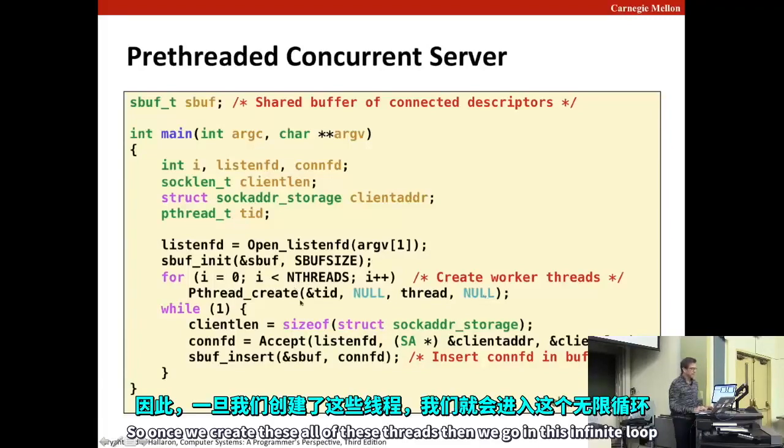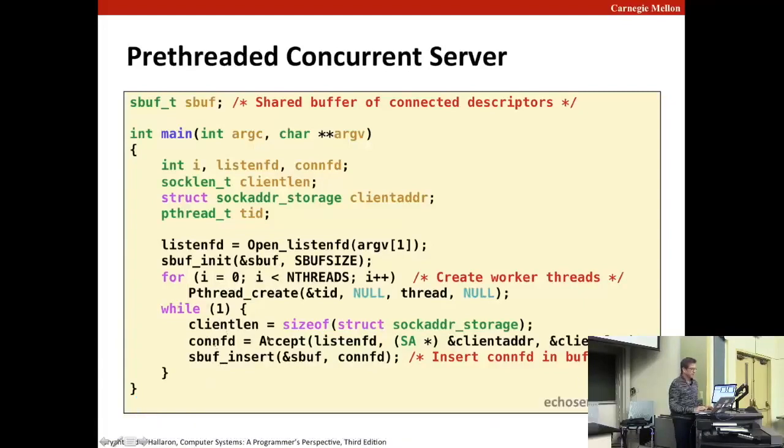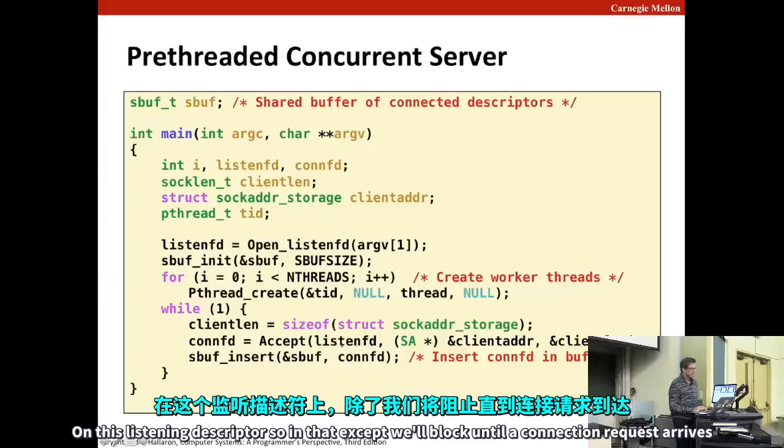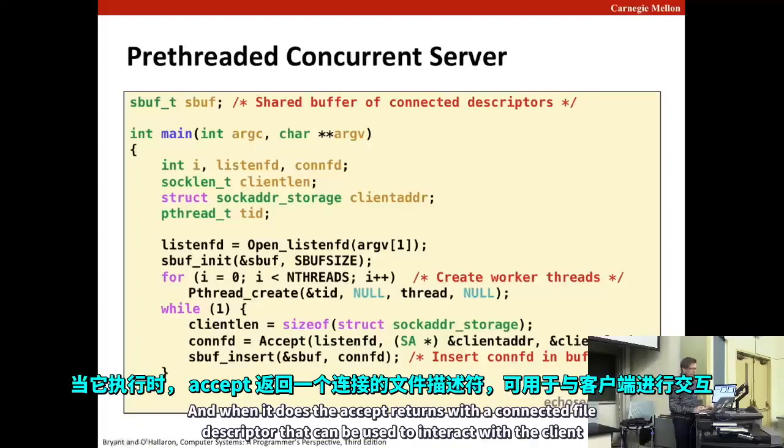Once we create all of these threads, we go into an infinite loop where we call accept on this listening descriptor. Accept will block until a connection request arrives, and when it does, accept returns with a connected file descriptor that can be used to interact with the client.